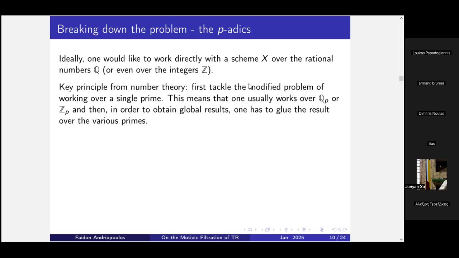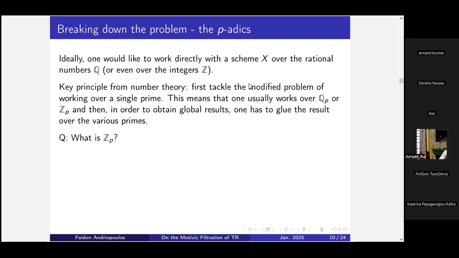So usually one has a key principle from number theory, which is the following. Instead of trying to study that scheme over Q or over Z, what one can do is try to first tackle a modified problem and try working over a single prime. What this means is, instead of working over the rationals or over the integers, one should usually work over the p-adic rationals or the p-adic integers, and then, when the problem is done, try to glue things back together in order to obtain a global result over Q or over Z.